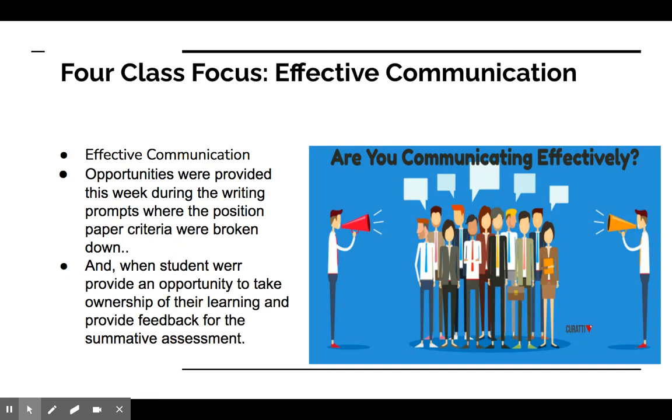Our four-class focus switched to effective communication. That's the executive functioning skill we are currently working on. Opportunities were provided this week during the writing prompts where the position paper criteria were broken down, and when students were provided an opportunity to take ownership of their learning and provide feedback for the summative assessment.